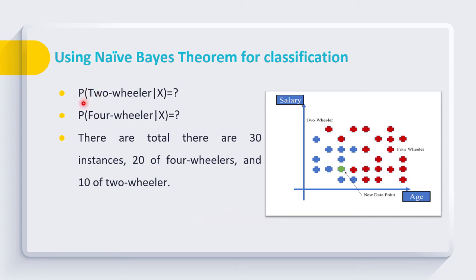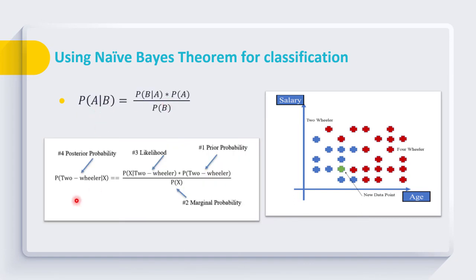Now let's first calculate probability of two-wheeler given X. In order to do this, we can apply Bayes theorem, which states that A given B can be calculated by using this formula, which is equal to probability of B given A multiplied by probability of A divided by probability of B. If I apply this theorem for calculating probability of two-wheeler given X, the equation will appear like this. Here, probability of two-wheeler given X will be equal to probability of X given two-wheeler multiplied by probability of two-wheeler divided by probability of X.